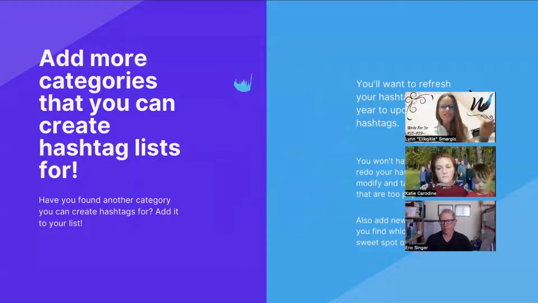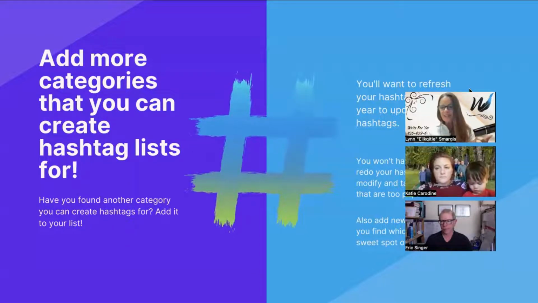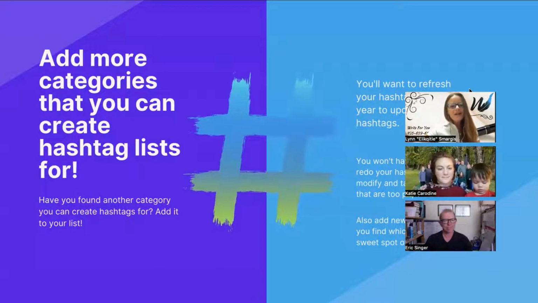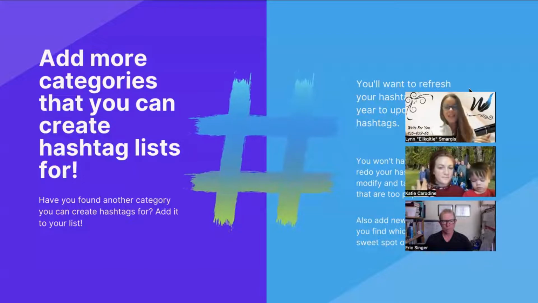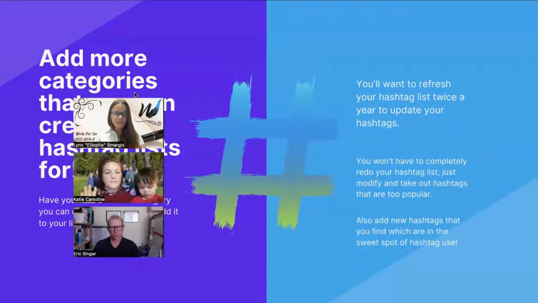Okay, cool. Yeah, and you can also use versions of what you see online. So if you find one and think, oh, this looks interesting, but it has too many followers, take that and put the ER or the ERS or the S on the end and see what happens. And add more categories that you can create hashtag lists for. If you found another category, add it to your list, because as you're going along creating those hashtags and researching online, you'll get more ideas, which is kind of fun. It's kind of like going down the hashtag rabbit hole.